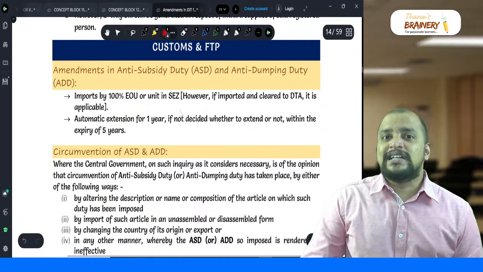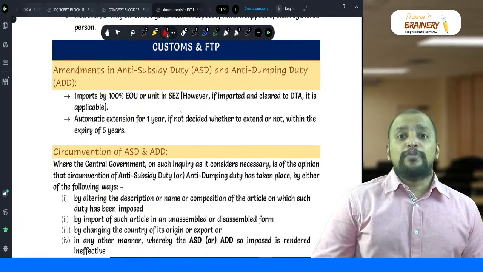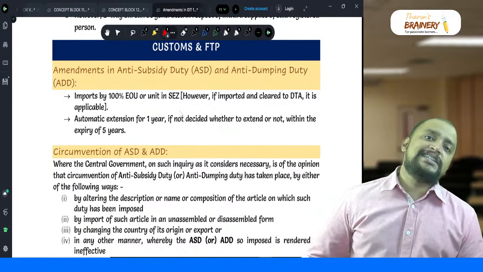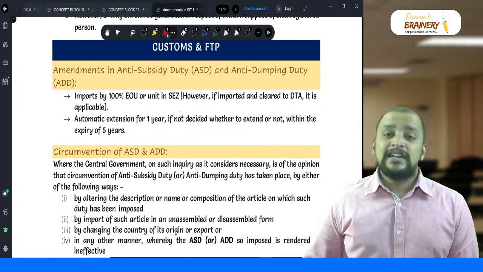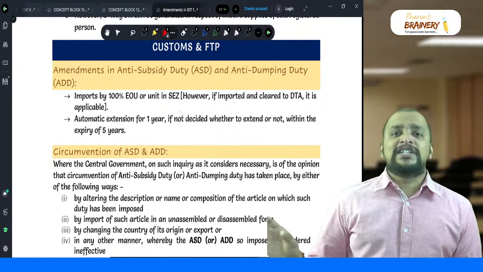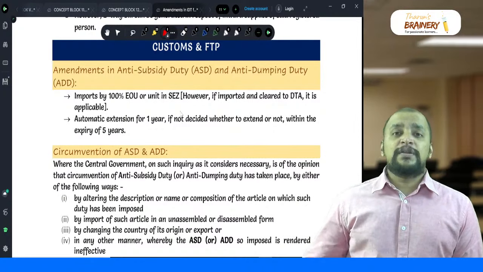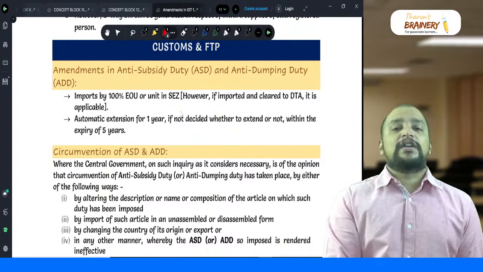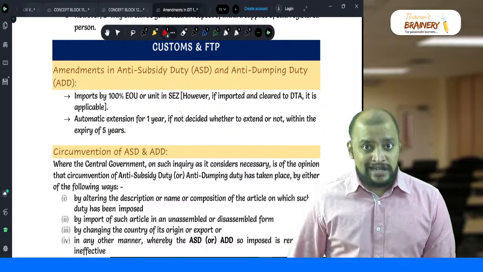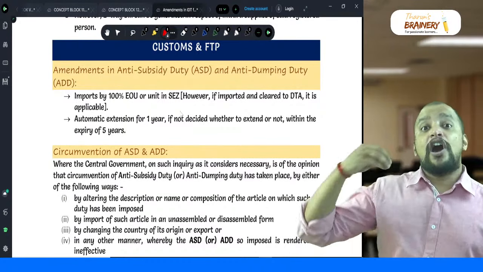Now, for this anti-dumping duty and anti-subsidy duty, previously there was a confusion whether it applied to both 100% EOU as well as SEZ, so that was relaxed. That confusion is now omitted by Finance Act 2021. What they are telling is that even though it is imported by a 100% EOU or an SEZ, let it be anti-dumping duty or safeguard duty.